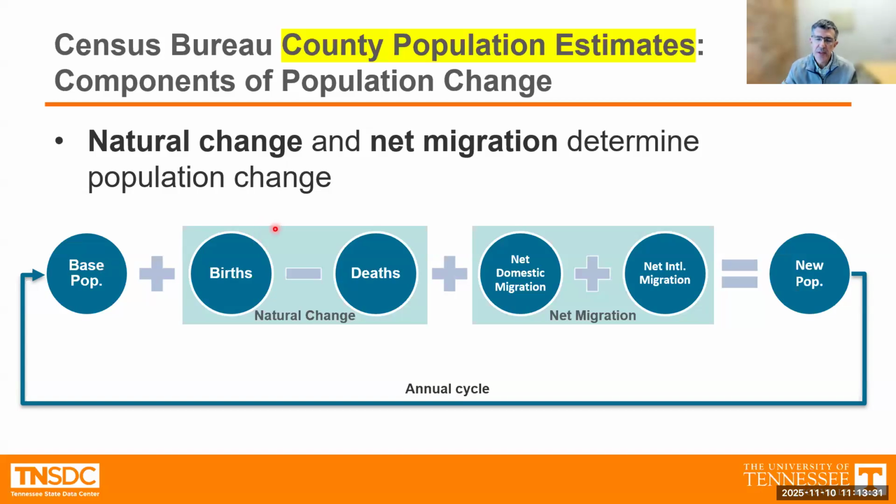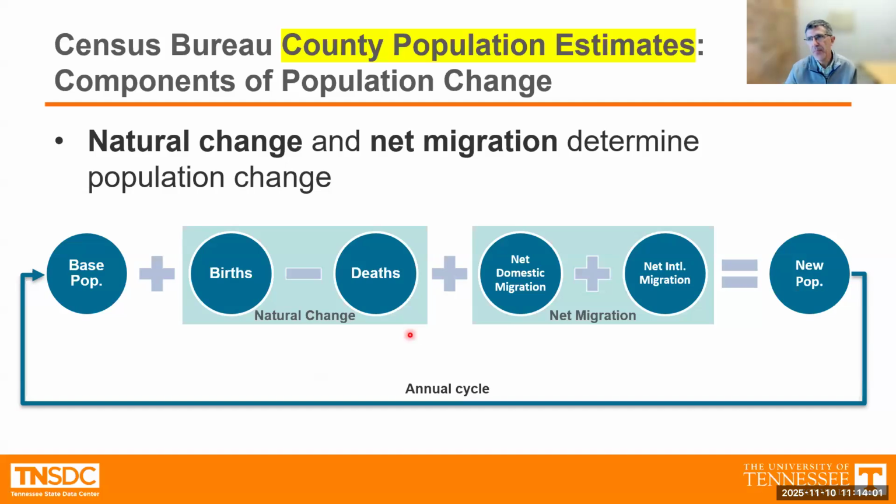And then on an annual basis, we add the number of births and subtract the number of deaths. This is called natural change. If there's more births than deaths, the population increases. We add to that net international migration and net domestic migration. Together, those form a net migration component, and that becomes a new population for a year. Then we cycle back through the beginning and run this 4 or 5 times in order to get to the current population for the county.